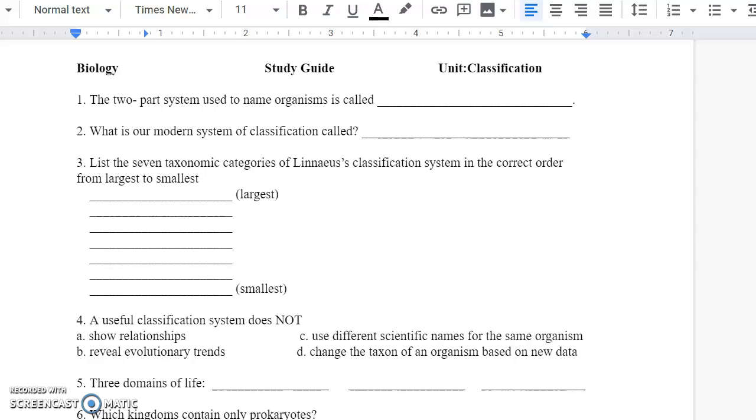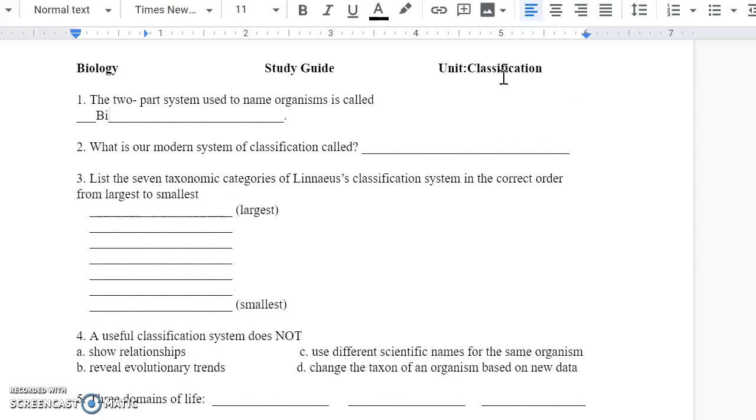Got with you. Number 1 says the two-part system used to name organisms is called, well, two-part naming system would be binomial nomenclature. So binomial means two, to name, nomenclature means naming system. Binomial nomenclature.